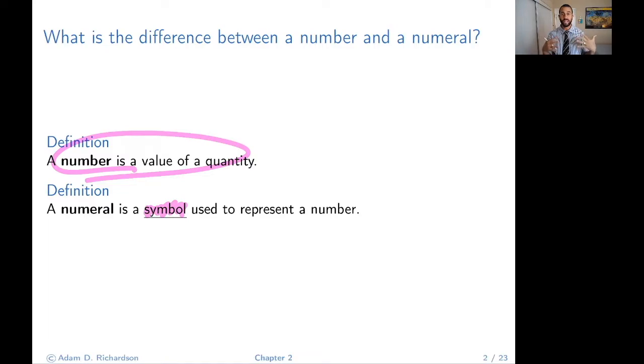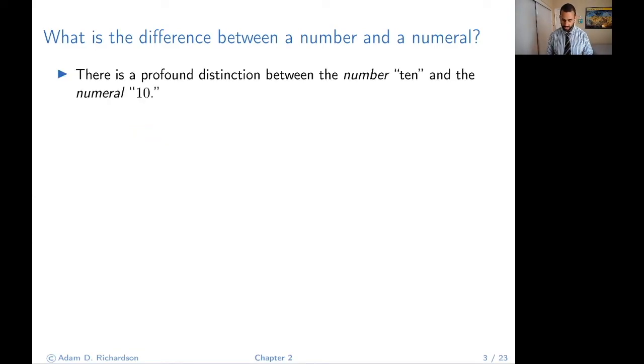The key point here is that a number is not the same as a numeral, and a numeral is not the same as a number. A numeral is a representation of a number. That's the key idea. So this is the motivating idea right here. There's a profound distinction between the number 10 and the numeral 10. Notice here I actually took the time to write out the English spelling of the word ten, because here I'm talking about the number 10, and here I'm using this numeral 10 to represent the number 10. That's a numeral, so that's the difference, right?